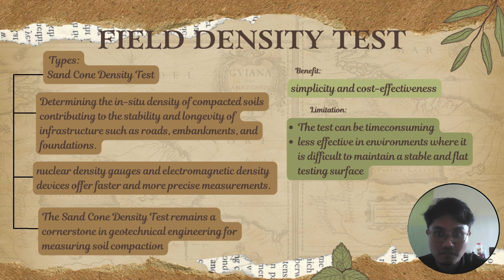The recent advancement for this test is nuclear density gauges and electromagnetic density devices that offer faster and more precise measurement. The sand cone density test remains a cornerstone in geotechnical engineering for measuring soil compaction. The benefit for this test is simplicity and cost effectiveness. Limitation for this test is the test can be time consuming. Second, less effective in environments where it is difficult to maintain a stable and flat testing surface.